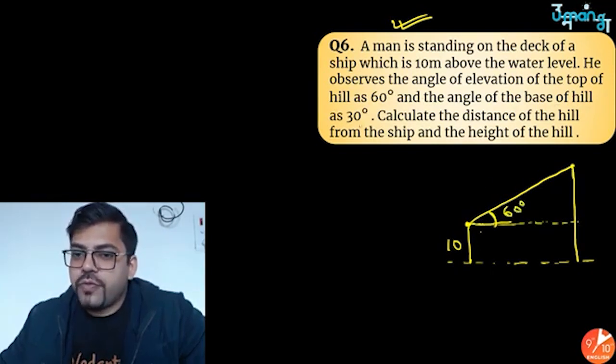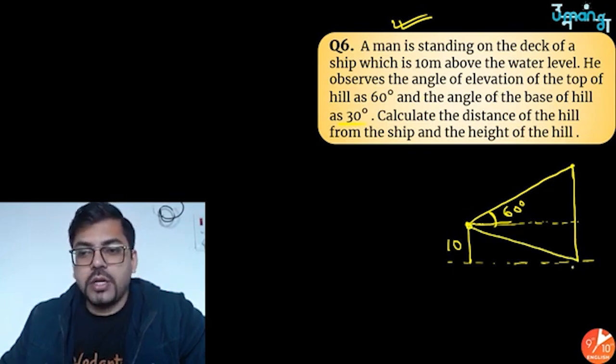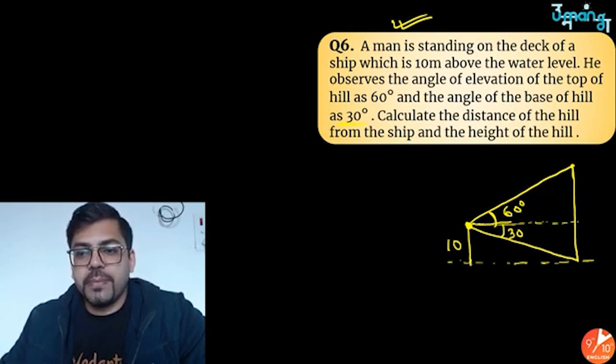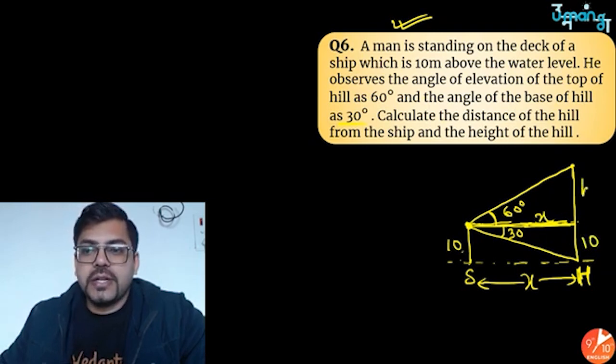And the angle of the base of the hill is 30 degree. Okay, so here they have forgotten to mark that it is depression, it's not elevation. But anyways, we are understanding that from here, if someone looks at the base of the hill, the angle of depression is 30 degree. Cool. Calculate the distance of the hill from the ship and the height of the hill. Okay, distance of ship from the hill. So I guess you can assume that this is x. If this is x, surely this portion is also going to be x only. This is 10, so surely this is also going to be 10, and this much is h.